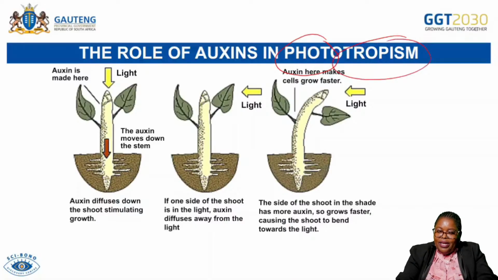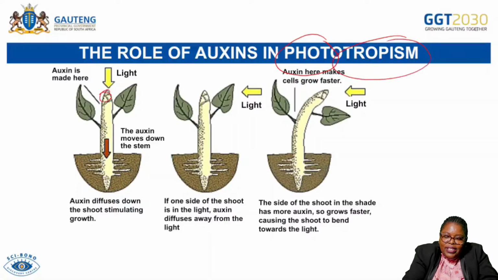So let's look at the two diagrams here. When auxin is produced, it is secreted here, and because of light, auxin is going to move downwards. Auxin is going to diffuse down the shoot. Remember, auxin is responsible for growth. So what is going to happen? The shoot, the stem, is going to grow longer.